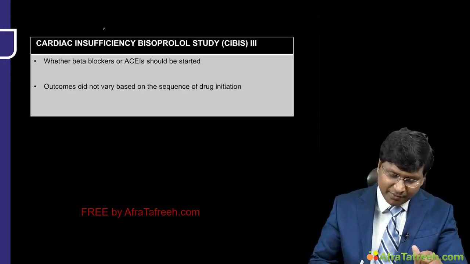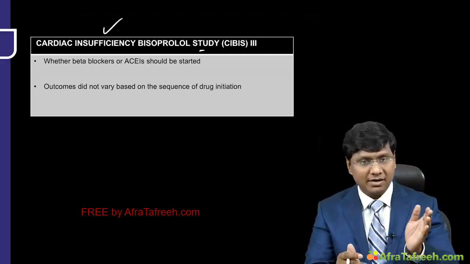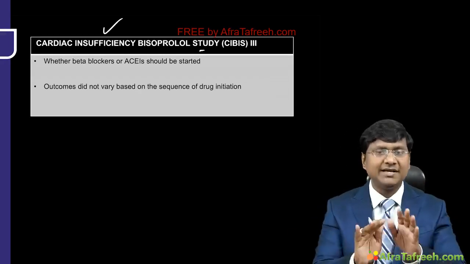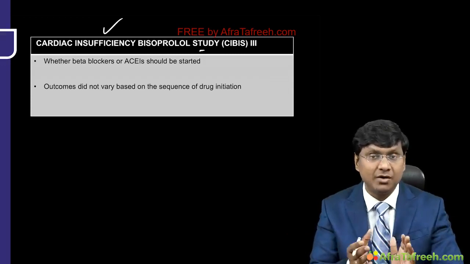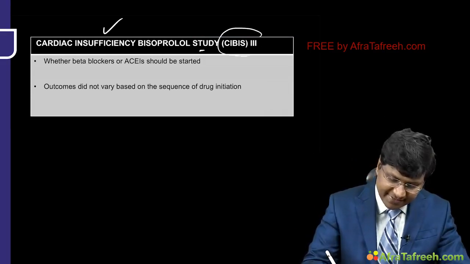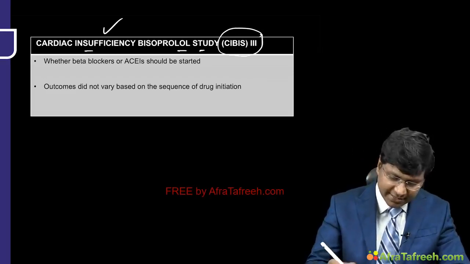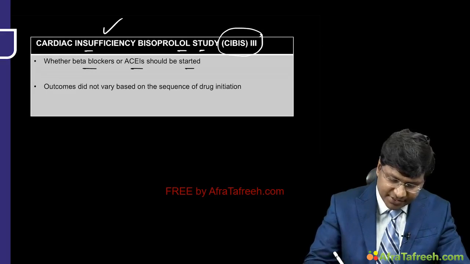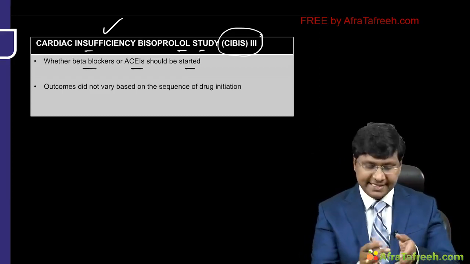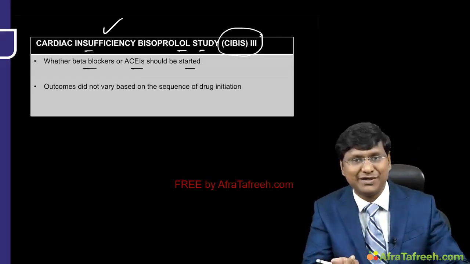Next, the next important point is whether to start the drugs individually, adding the neurohormonal antagonists sequentially, or whether we need to add all the neurohormonal antagonists simultaneously. So there was a study for that. What was the study? That is CIBIS-III, the Cardiac Insufficiency Bisoprolol Study. What this study looked at was whether beta blockers or ACE inhibitors should be started first. Is it the ACE inhibitors to start first, or is it beta blockers to be started first in order to improve the survival of the individual?